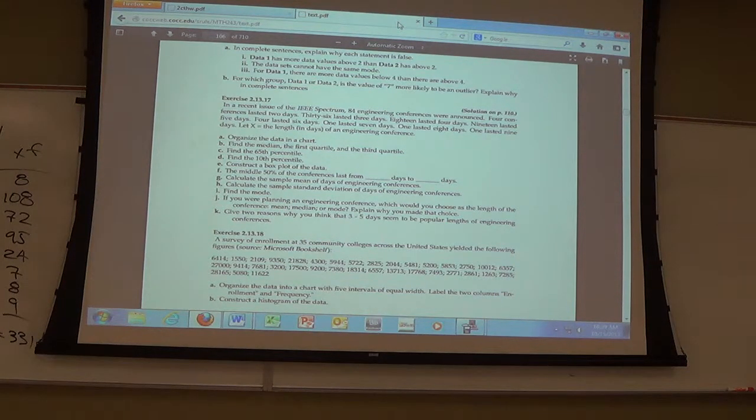Anybody think of a different reason why 3 to 5 might be the most common, which it clearly is? I just don't know who would want to go to one of these conferences for 9 days. Well, it depends. Suppose it's in Hawaii. Well, yeah, but if you have to work the whole time.